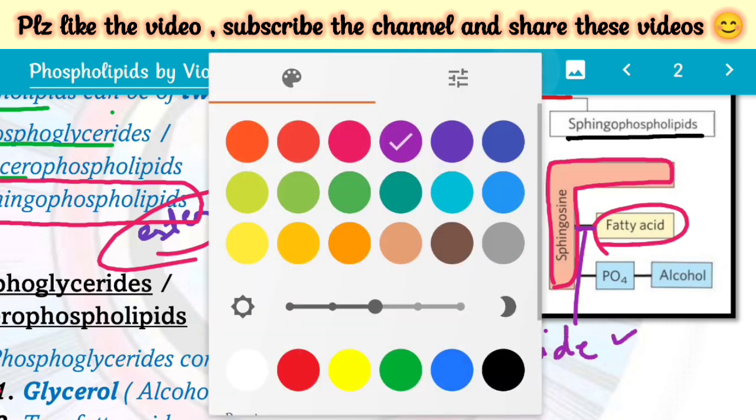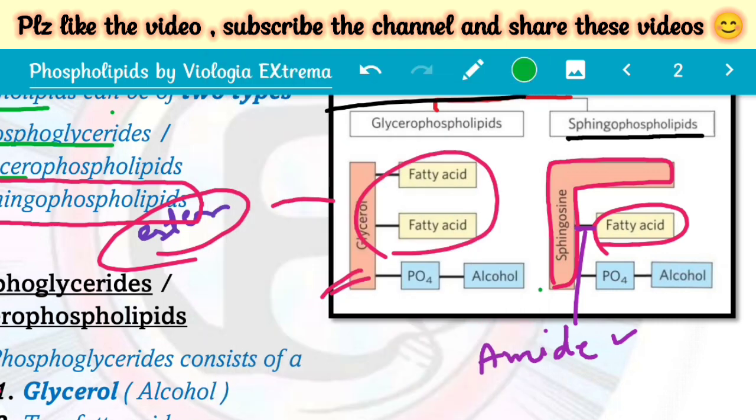And together, when a fatty acid is combined with the sphingosine alcohol, we can use a term called ceramide.